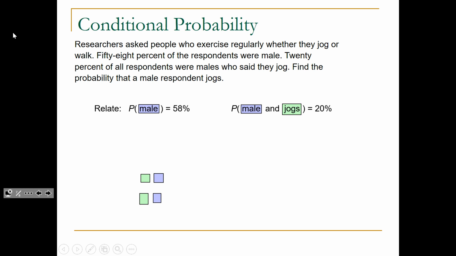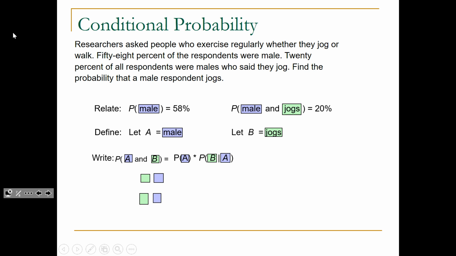Okay? So, this being the first thing, the fact that it's a male is like our event A, right? And this over here would be our event B. So, A is going to determine male, B is representing that they jog. So, according to that formula that we just wrote down, we would have the probability of A and B is equal to the probability of A times the probability of B given A.